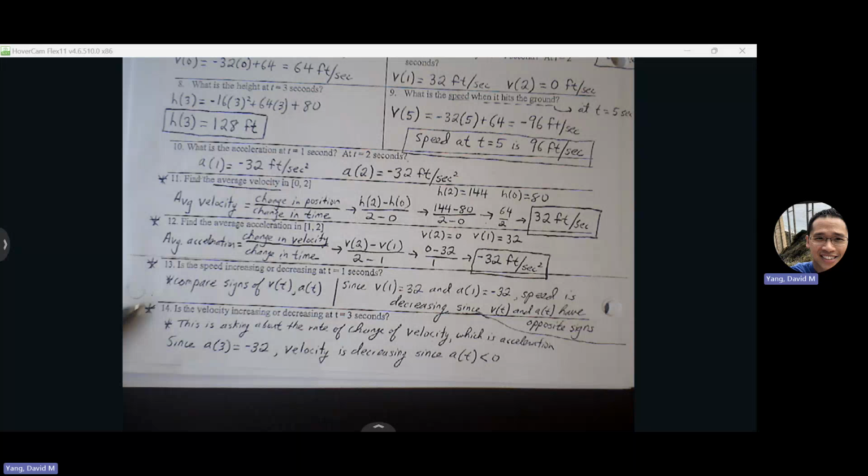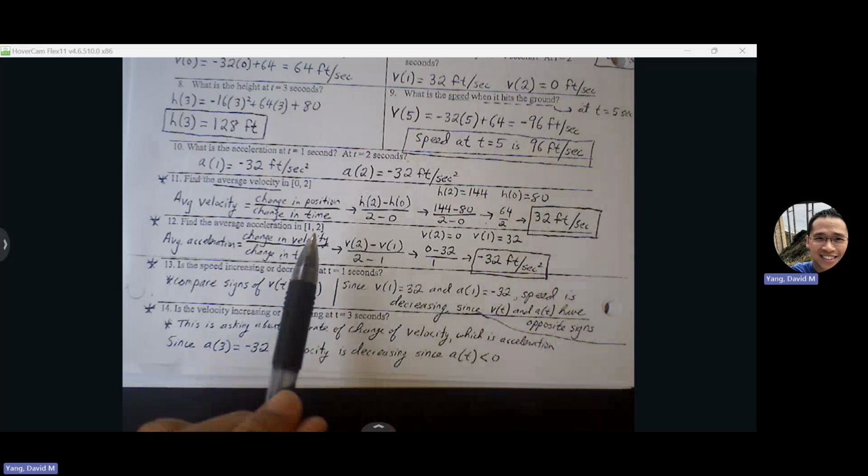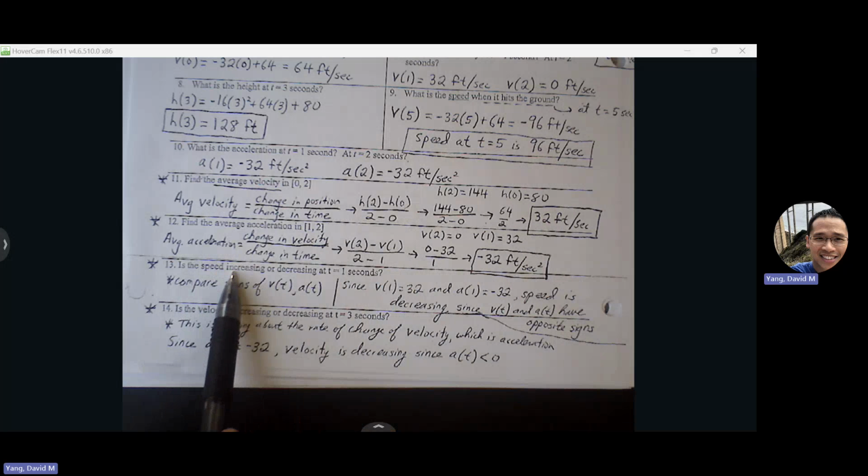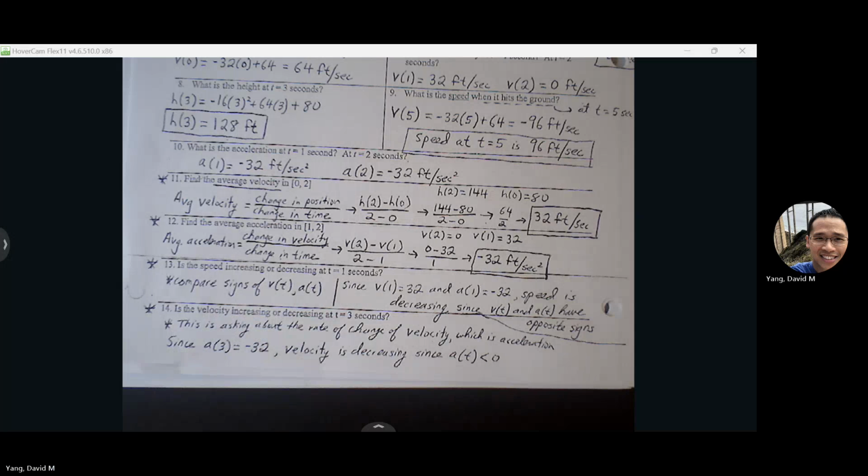So these four are troublesome because the words can throw off how we interpret it. Average velocity, we don't use velocity. Average acceleration, we don't use acceleration. Speed increasing, you've got to compare velocity and acceleration. Velocity increasing, you have to use just acceleration. So it's almost like nothing is what it seems amongst these four options.